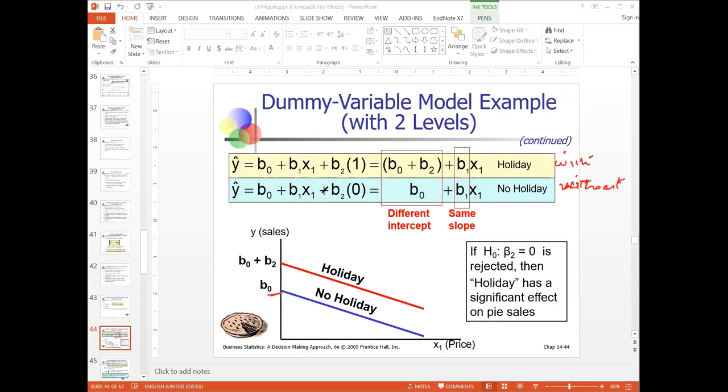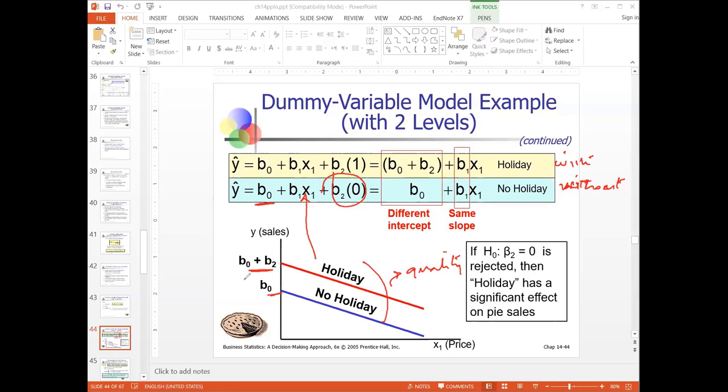So it disappeared because it is multiplied by 0. So it means that the base sales with no holiday is b0, and base sales with holiday is b0 plus b2. So the slopes are the same, and the slopes are defined by b1, and the starting point is different. So it means the dummy variable can do, first thing, it can separate the regression line into two types, depending upon one quality.